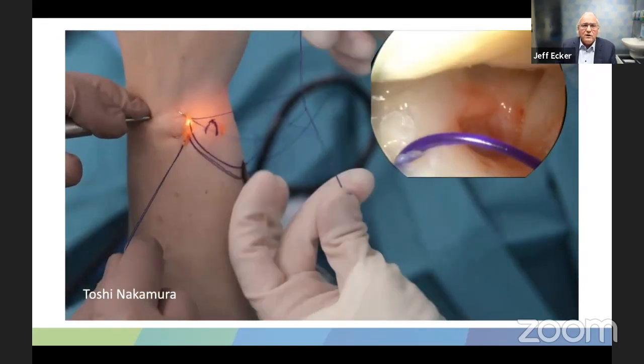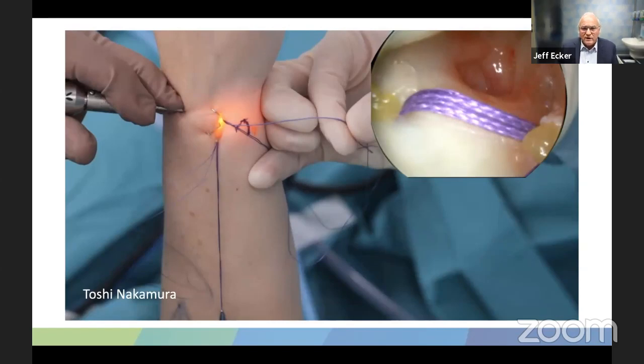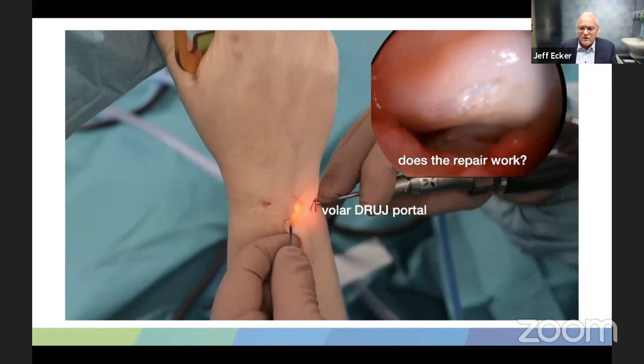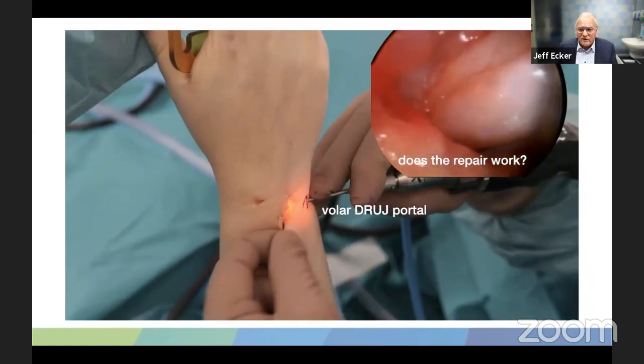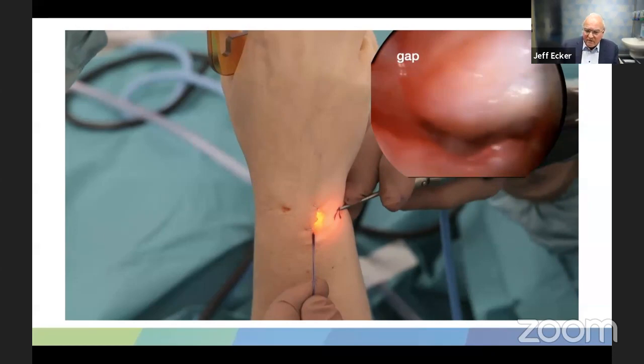Pull it out, and then you thread a double strand of 2-0 Vicryl through, so it makes a really good suture. Now, if you pull down on it, look at that. It approximates the foveal insertion, but you can still see a gap. So I didn't like that very much.